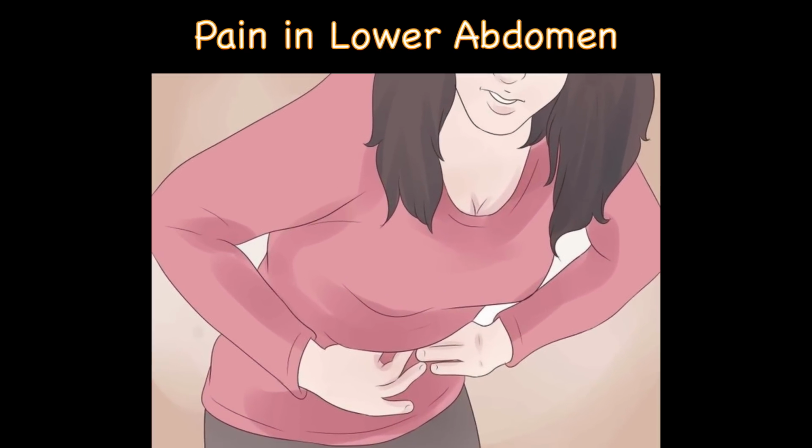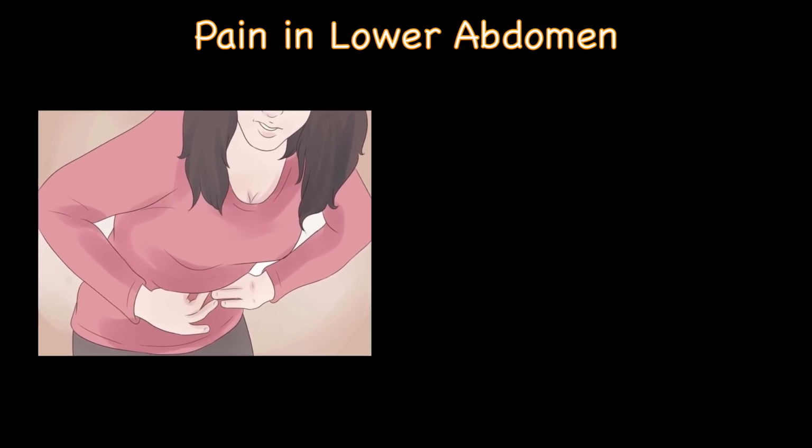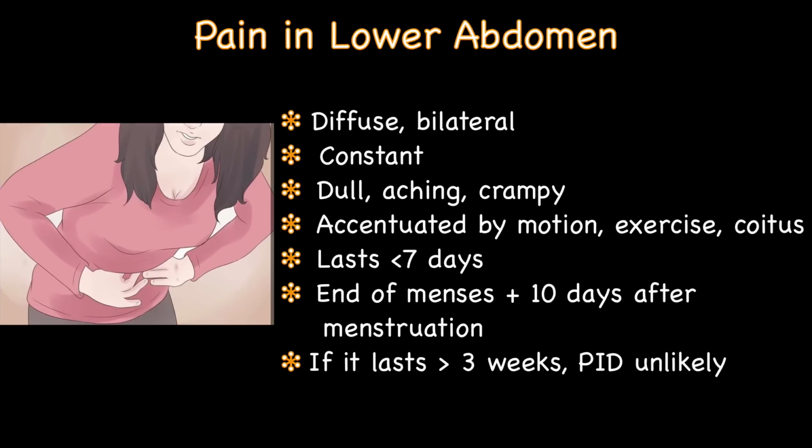The characteristic and diagnostic feature of pelvic inflammatory disease is lower abdominal pain. The pain is typically described as diffuse, bilateral, constant, dull aching or cramping. It begins a few days after onset of menstrual period and tends to be accentuated by motion, exercise or coitus. Pain from PID usually lasts less than 7 days. If the pain lasts longer than 3 weeks, the likelihood that PID is the correct diagnosis declines substantially.